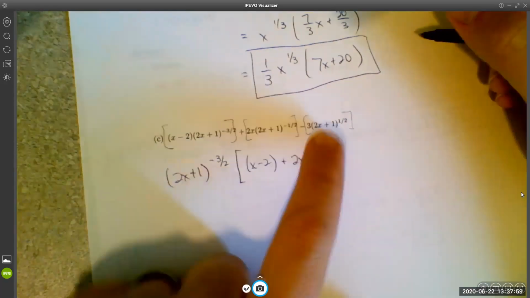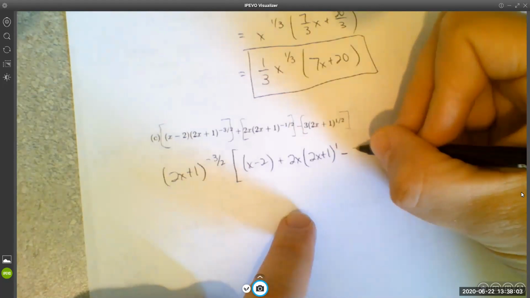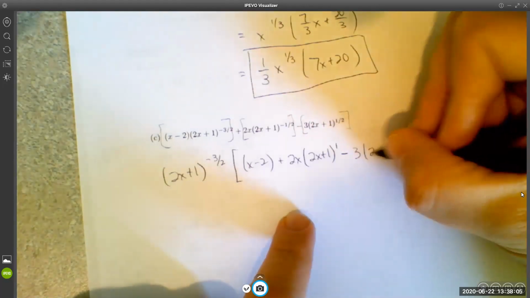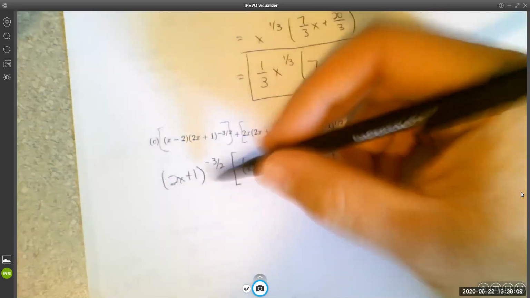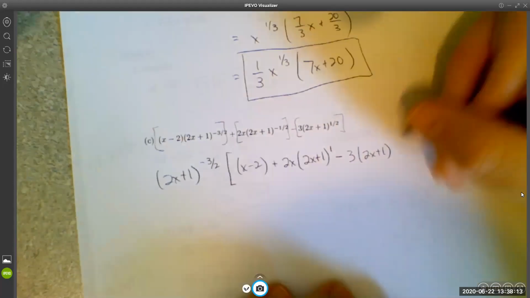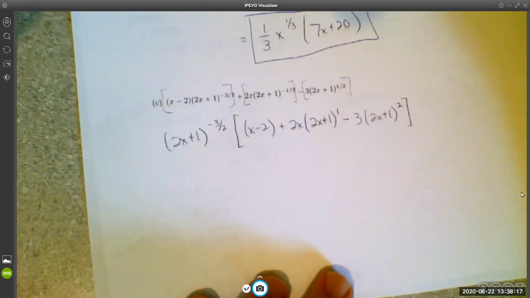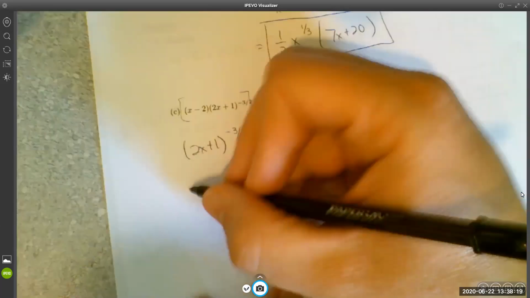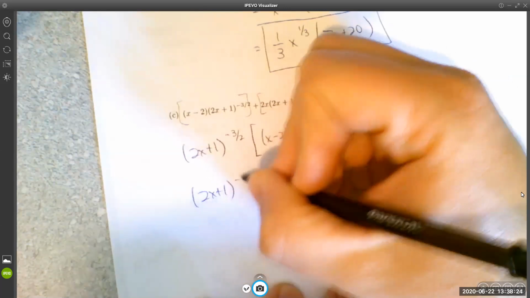And then in the last term, I'm going to be left with a negative sign. I'm going to be left with a 3. I'm going to be left with a 2x plus 1 to what power? 1/2 minus -3/2. That's 1/2 plus 3/2. That's 4/2, which is 2. Okay, so I get 2x plus 1 to the -3/2.